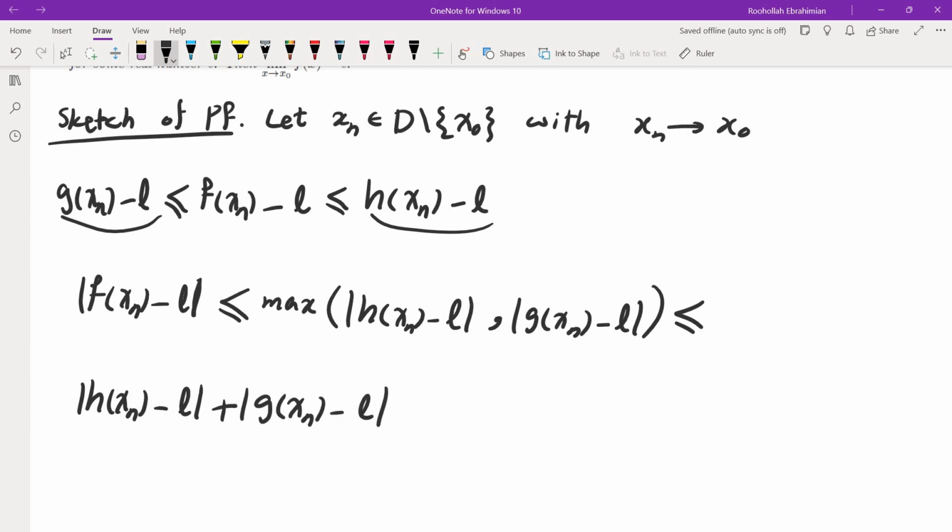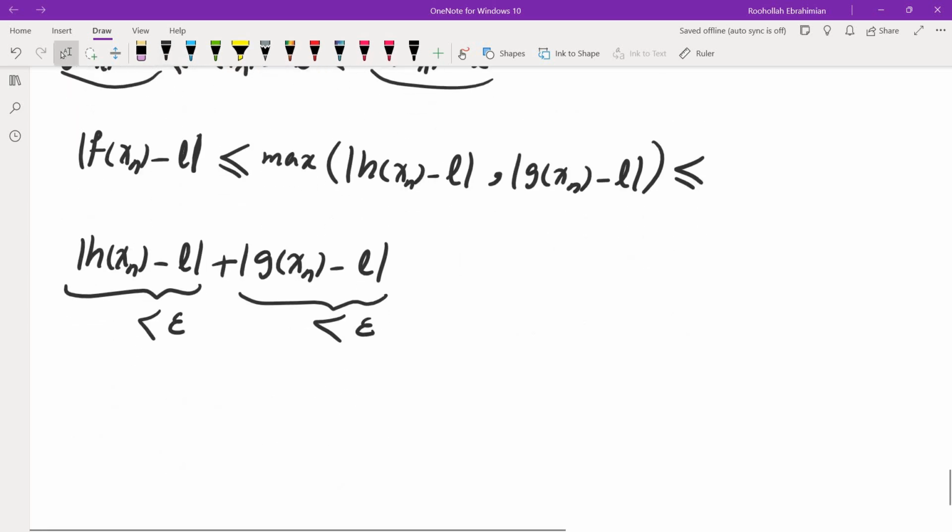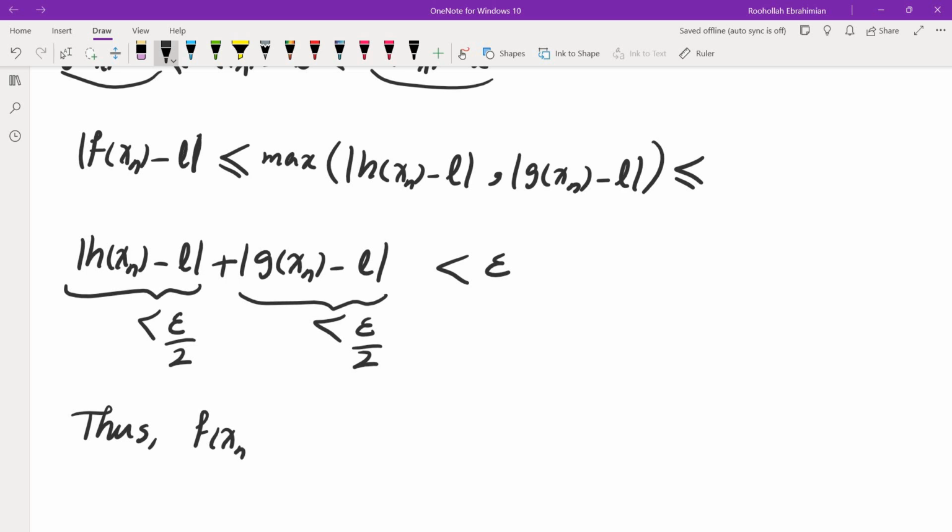If you notice that, then you're basically done, because at some point this one is less than epsilon, and at some point this one is also less than epsilon. So if you make both of them less than epsilon over 2, then you can make the sum less than epsilon. And this tells you that f of xn approaches L. Once you know f of xn approaches L for every sequence xn, then you know that the limit of f of x as x approaches x naught is in fact L.